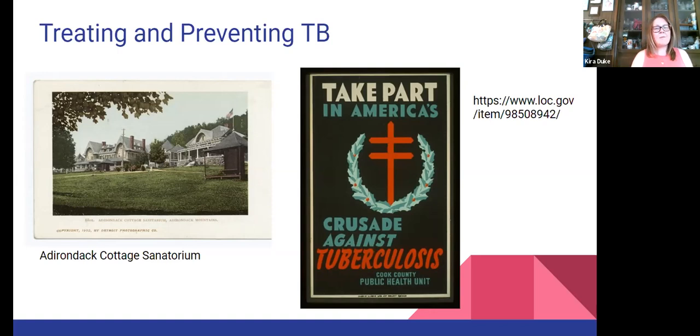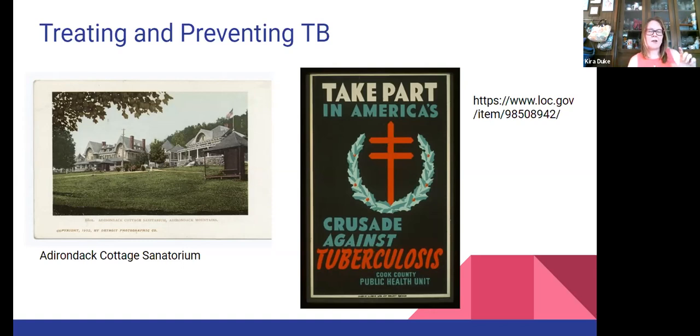The other thing that happens during the period is, again, thinking about how we're going to prevent the spread of TB. And so there are several public health campaigns that get started. And one of those you may have actually heard of, but not realized that it was part of the fight against TB, and that is anti-spitting.